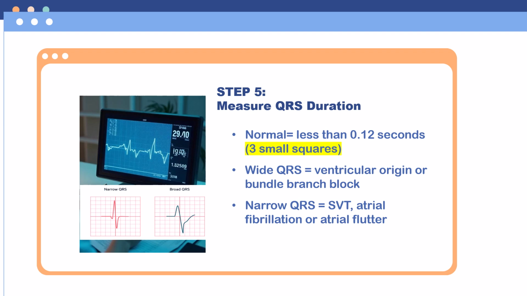And here it is broader than 3 small squares. So it means this can either be a bundle branch block, either an RBBB or an LBBB. And narrow means it can be an SVT. What you have to see is the presence of a P wave in front to identify.